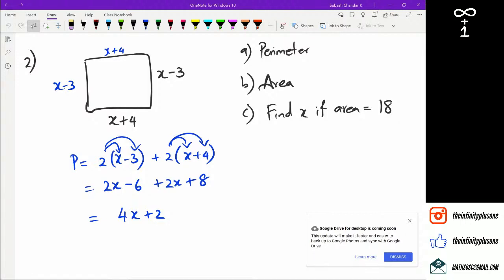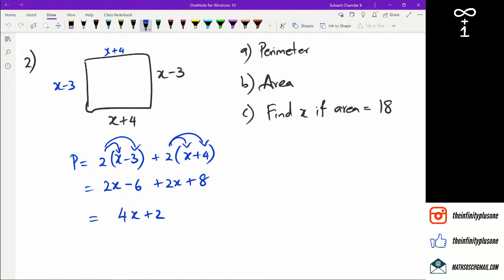Perimeter is all good to go. We're going to do the area next. Yeah, we're good to go with the writing. Area is equal to base times height. So in this case, we've got base, which is... how did you get 4x minus 2? Got to be 4x plus 2. So base is x plus 4, and then our height happens to be x minus 3.